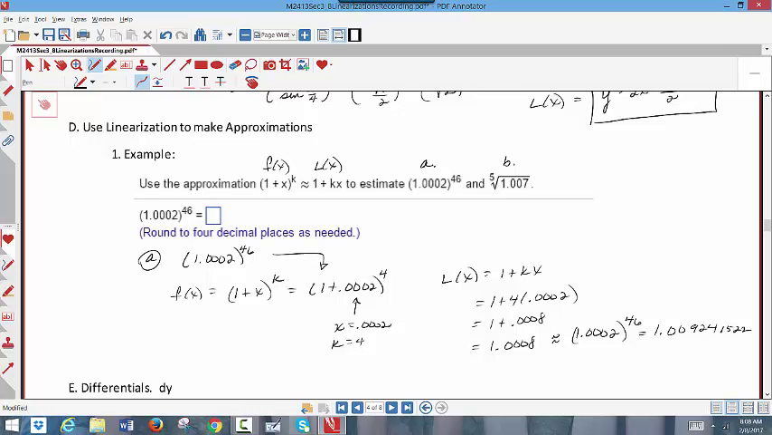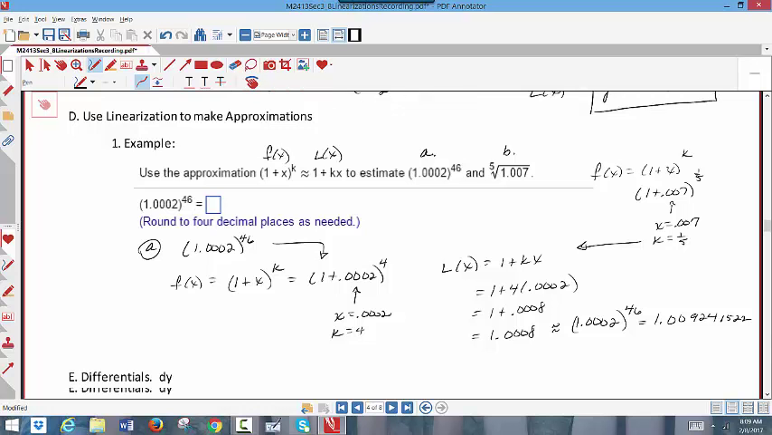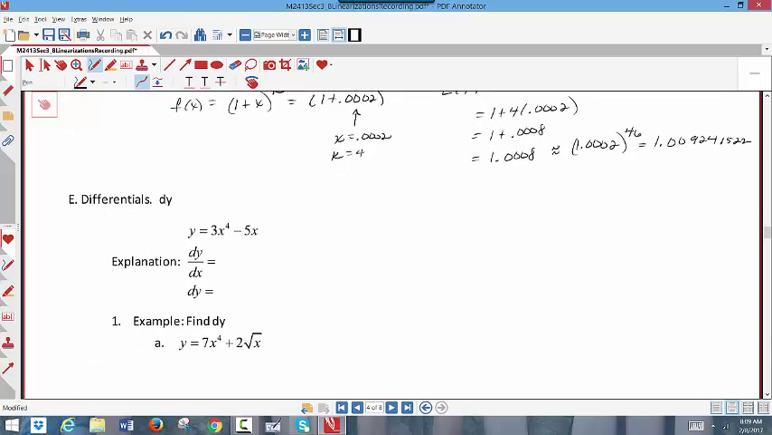Now, I don't have enough room here, but if you wanted to try this second example, then you would say, okay, well, f of x again is 1 plus x to the k. And if I wrote this as 1 plus 0.007 to the 1/5 power, then I would have my x be 0.007 and my k be 1/5. So then you would plug it into your linearization function and make the comparison. Okay. All right, for sake of space, I'm going to keep moving. Also, I don't want this recording to be too long.